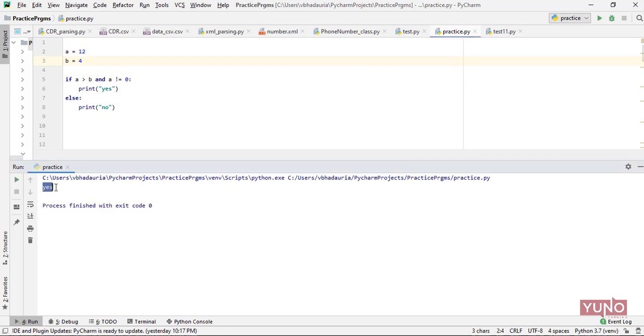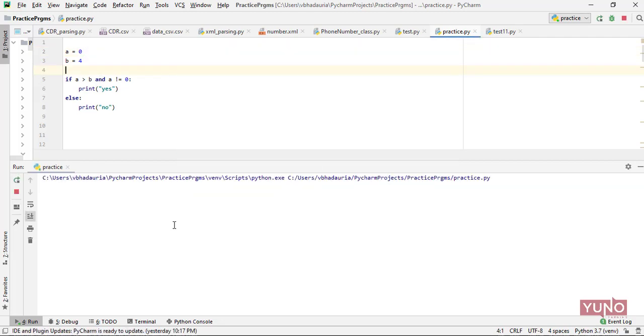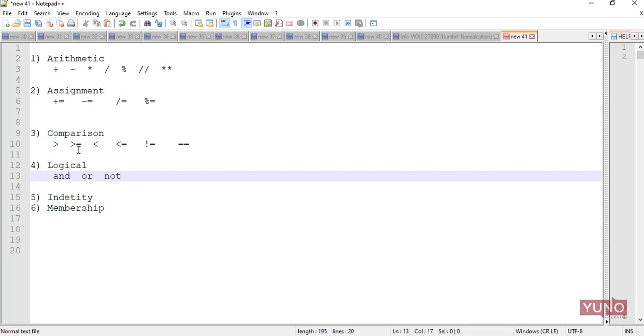Okay, so let's check it out. Suppose I mention here 0. It is going to print no. Basically, which particular condition is going to be false? Is a bigger than b? No. Basically, the first condition is false. If the first condition is false, then it will not check the second condition, because here it's and. And says that when both the conditions are true, then only it is going to print yes. So this is basically the and operator.